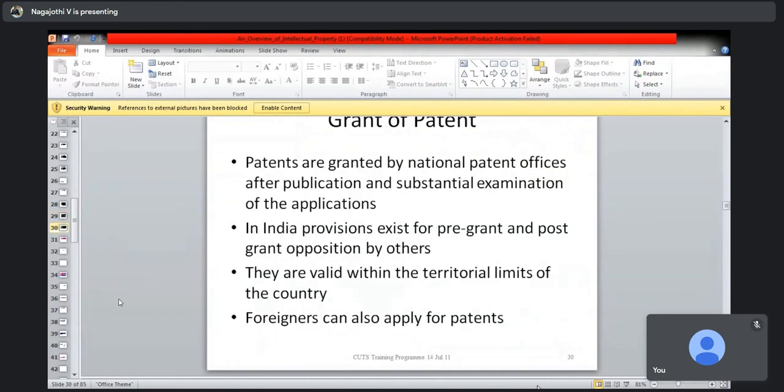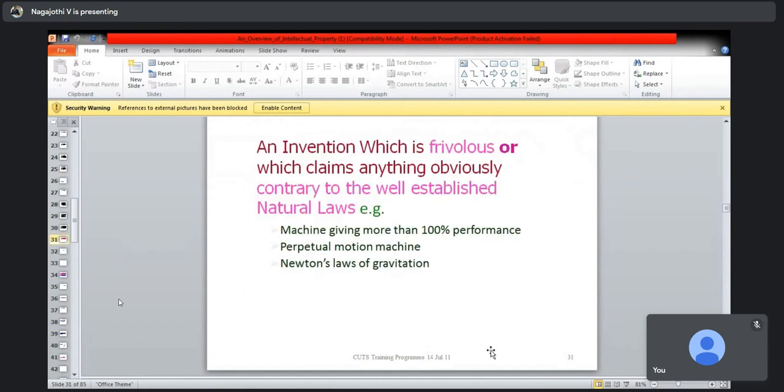So, granting a patent: patents are granted by national patent offices after publication and substantial examination of the applications. In India, provisions exist for pre-grant and post-grant opposition by others, and they are valid within the territorial limits of the country, and foreigners can also apply for patents. And an invention which is frivolous or which claims anything obviously contrary to well-established natural laws is not patentable.